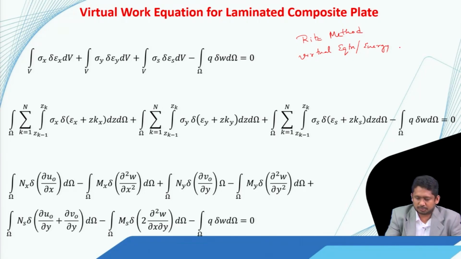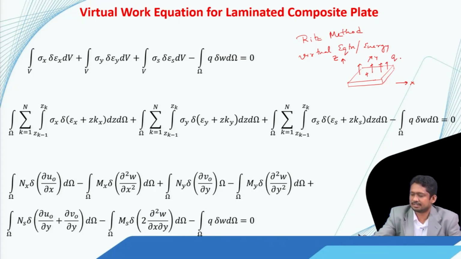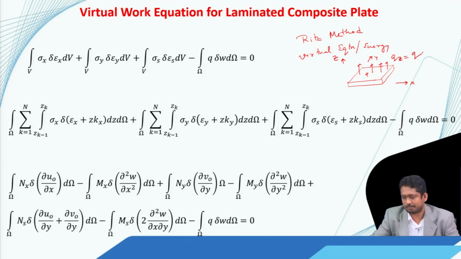To begin with, let us discuss the virtual work equation for the laminate under consideration. Again, this laminate is in the xy plane. Right now, we are doing a generic formulation, so there can be any type of laminate or any boundary condition, and then it is under some force. Now, the force is only in z direction. So, we can call it q z, or because there is only one force, let us call it q.